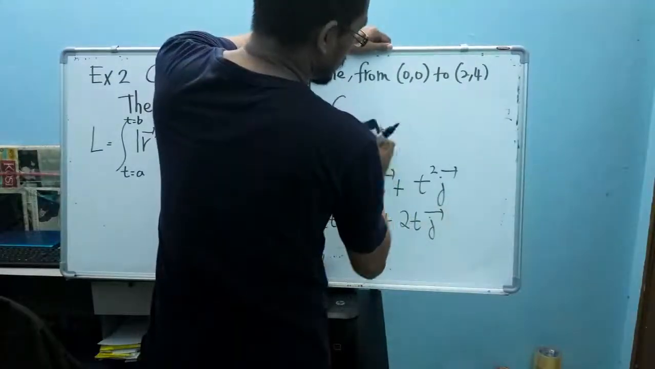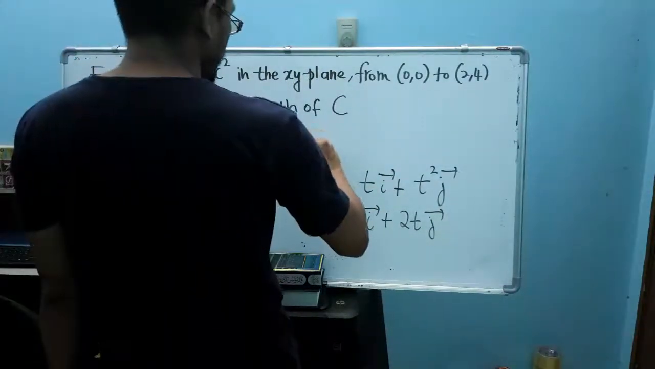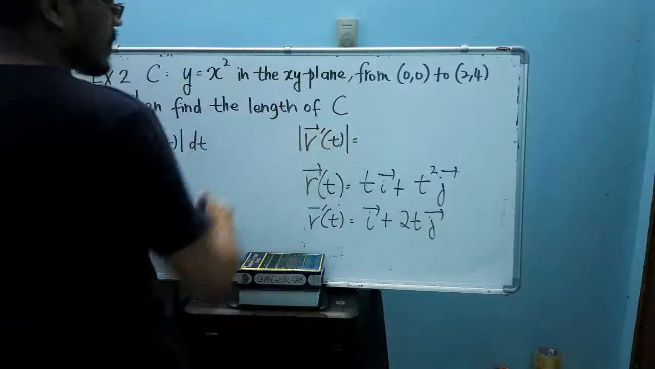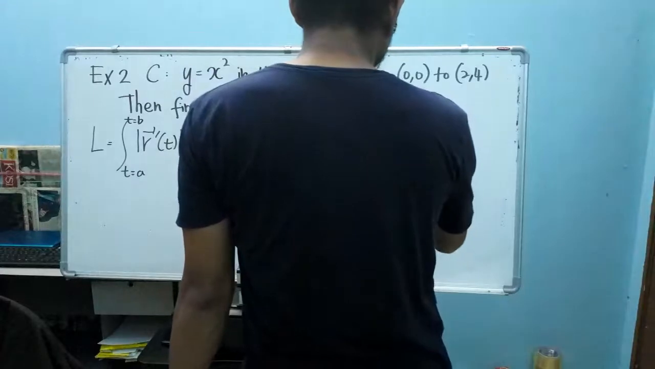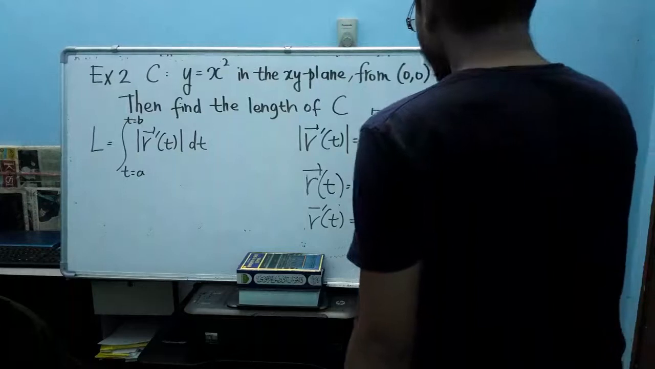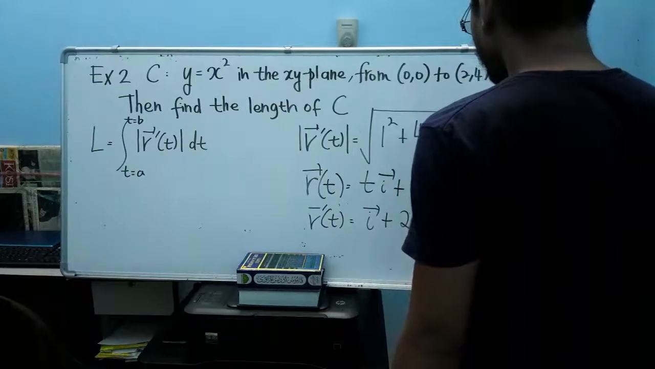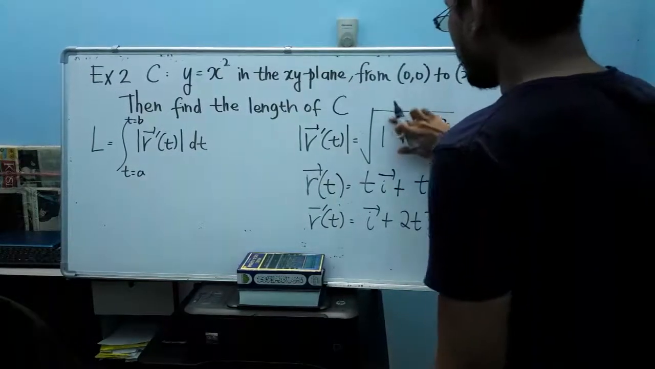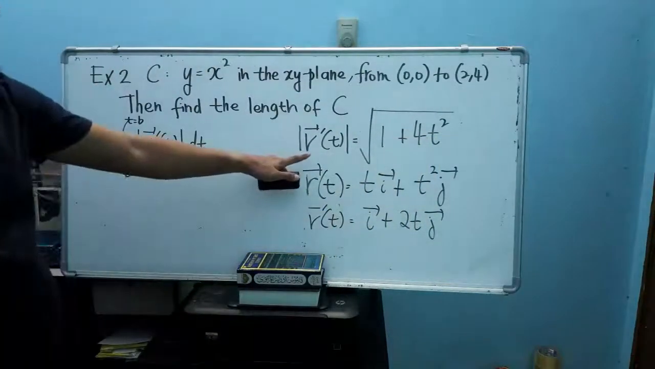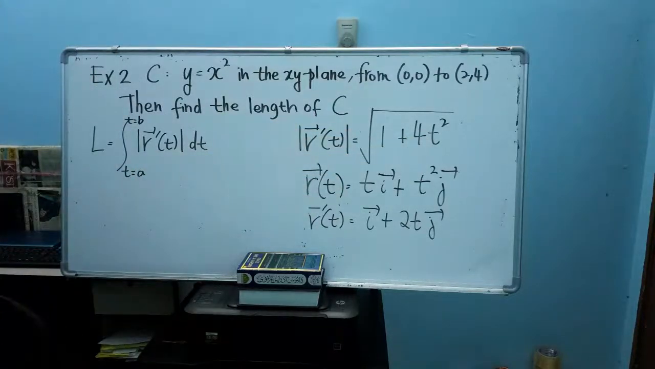So next, after you find r prime(t), you need to find the magnitude of r prime(t). How to find the magnitude? You just take the square root of 1 squared plus 4t squared. Oh, sorry. The magnitude of r prime(t) is equal to the square root of 1 plus 4t squared.